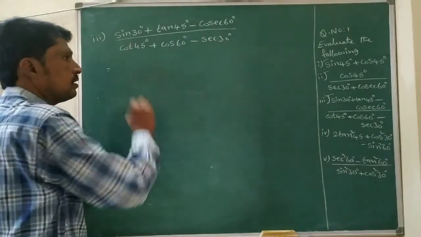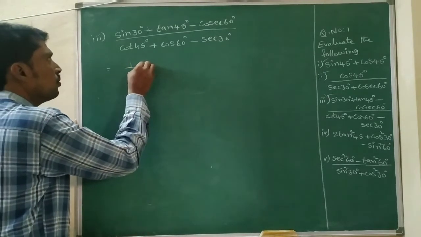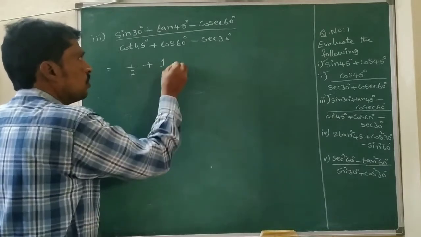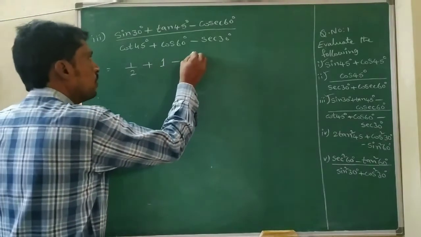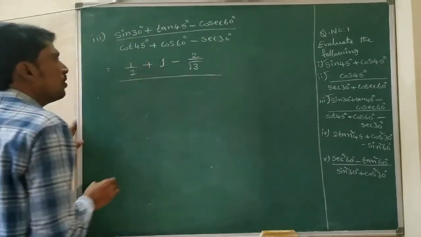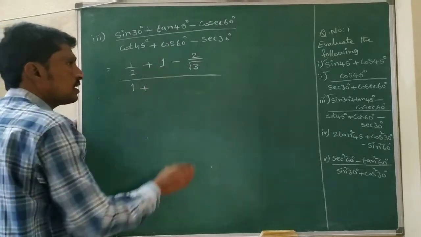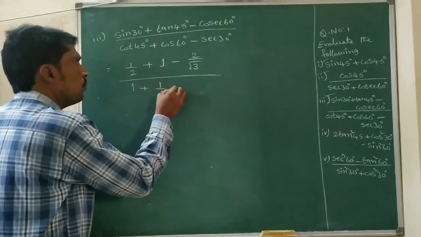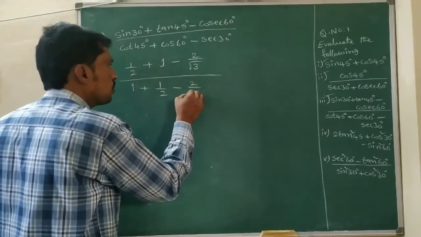Now sin 30. What is the value of sin 30? Sin 30 value is 1 by 2 plus tan 45. Tan 45 value is 1 minus cosec 60. Cosec 60 value is 2 by root 3, whole by cot 45. Cot 45 value is 1 plus cos 60. So cos 60 value is 1 by 2 minus sec 30. Sec 30 value is 2 by root 3.